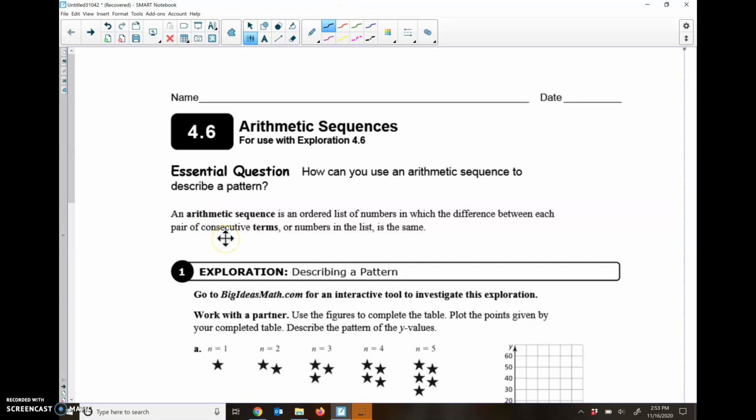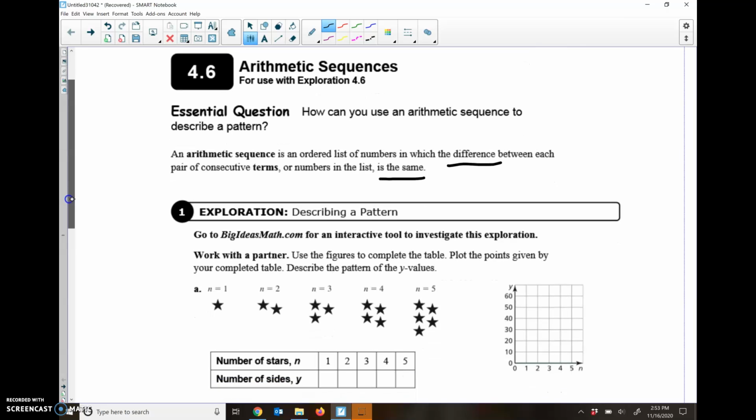So an arithmetic sequence is an ordered list of numbers in which the difference, kind of an important word, between each pair of consecutive terms on that list is the same. So difference means we are going to be adding and subtracting in every pattern here.